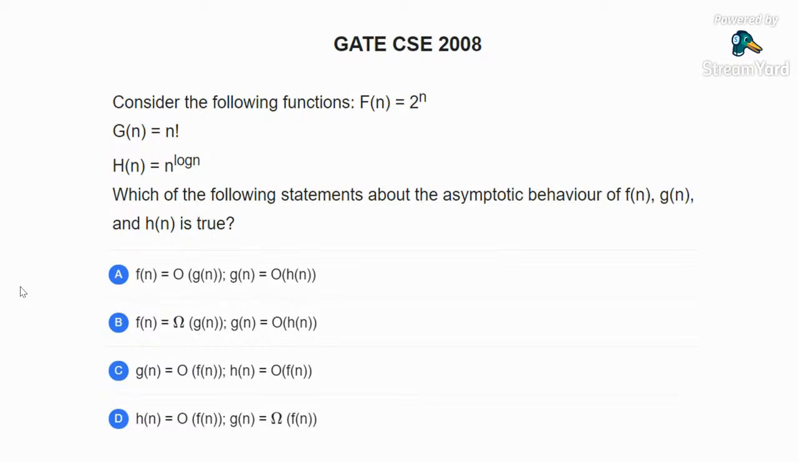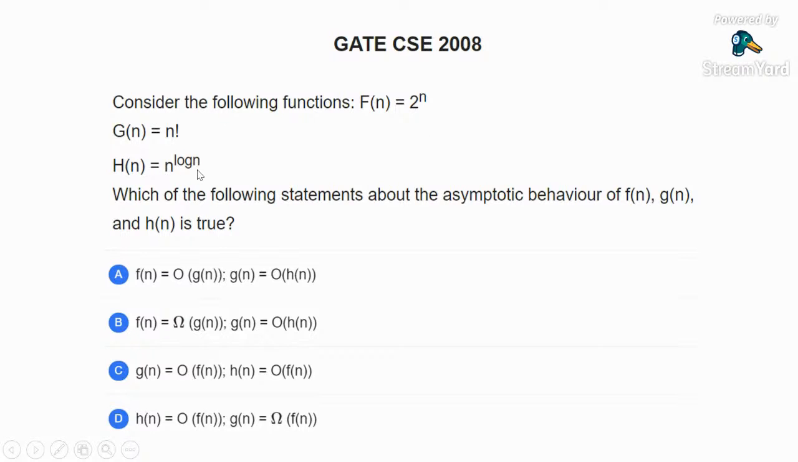Just consider this next example. Here f(n) = 2 to the power n, g(n) = n factorial, and h(n) = n to the power log n. Which one of the following statements about the asymptotic behavior of f(n), g(n), and h(n) is true? Just compare this first.